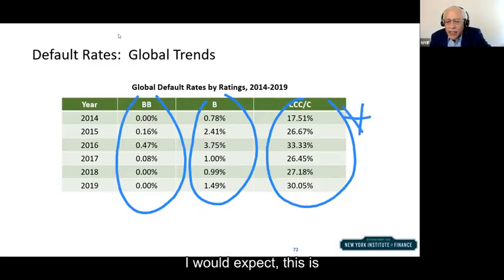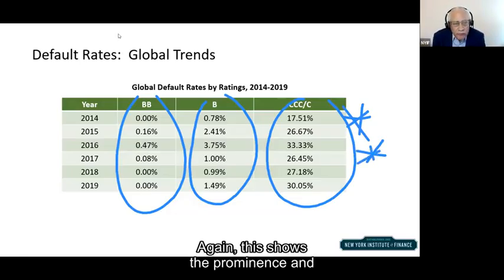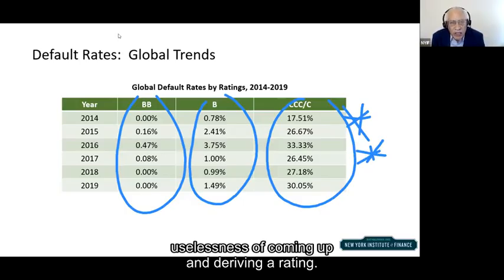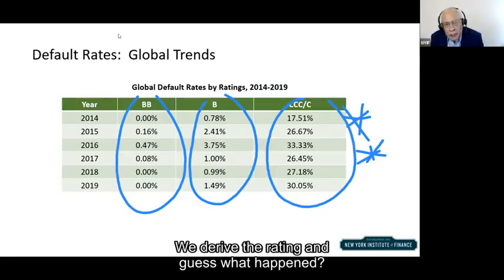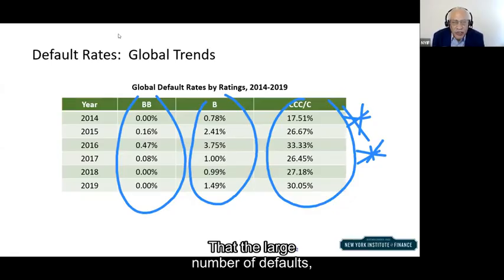I would expect this is where I'm going to have my default rates. And again, this shows the prominence and usefulness of coming up and deriving a rating. We derived the rating, and guess what happened? What we expected to happen did happen: the large number of defaults, the real cluster of defaults, really occur with the triple C to double C to single C names.